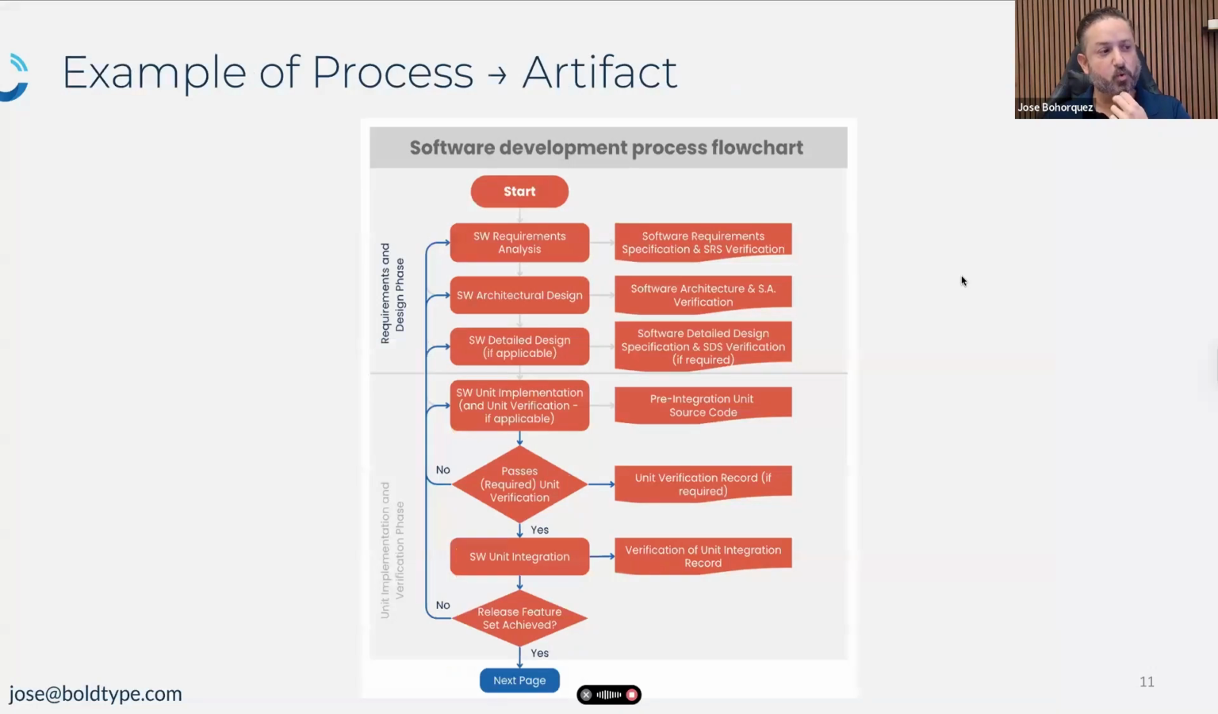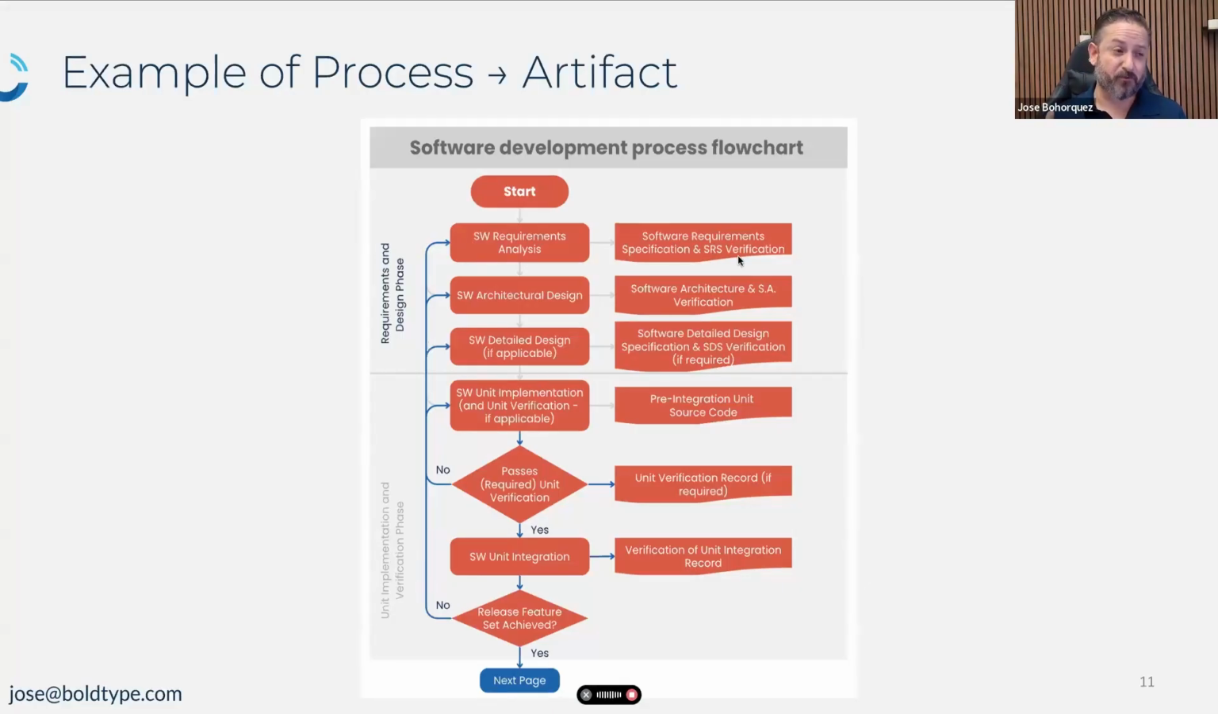Just to give you a real quick example, this is part of our SOPs internally for software development at BoldType. And as in the software development process, you'd be starting. So this is not the entire process because there's a planning phase that starts before this. But once you get into development, you do your software requirements analysis. That's a process. That's a thing you're doing. The output would be your software requirement specifications and your SRS verification.